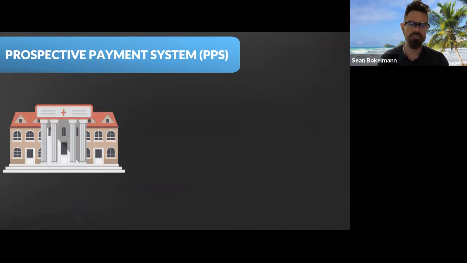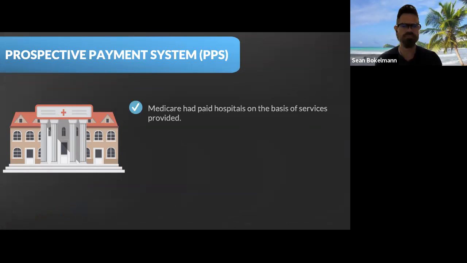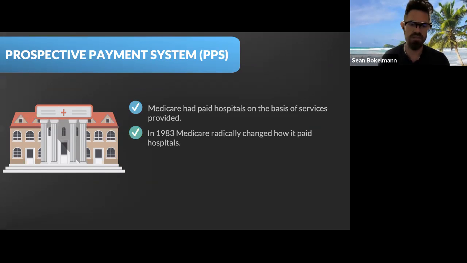All right, so next we're going to talk about something called the prospective payment system. And this has to do with hospitals. So originally, hospitals had been paid based on services provided. So the more services they provided, the more money they got as a reimbursement.